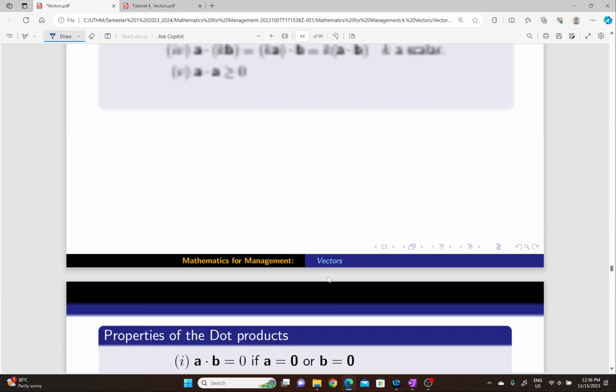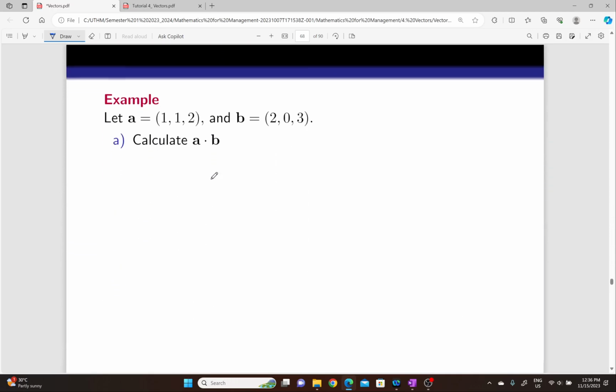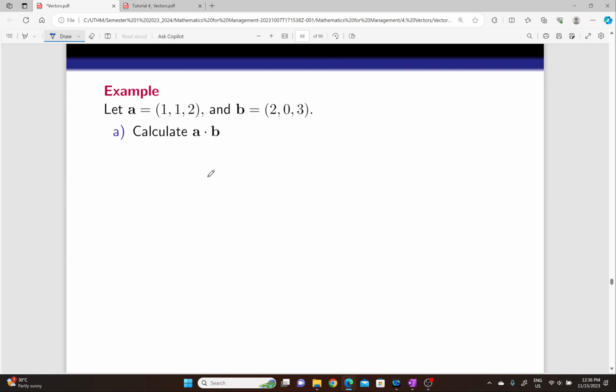Just now I showed you all these properties, isn't it? This one you don't need to memorize. Just focus on the example like the one we did before. Calculate A dot B. I taught you this already just now. So remember, dot product we use to find the angle in between two vectors. One of the uses of dot product is finding the angle between two vectors.